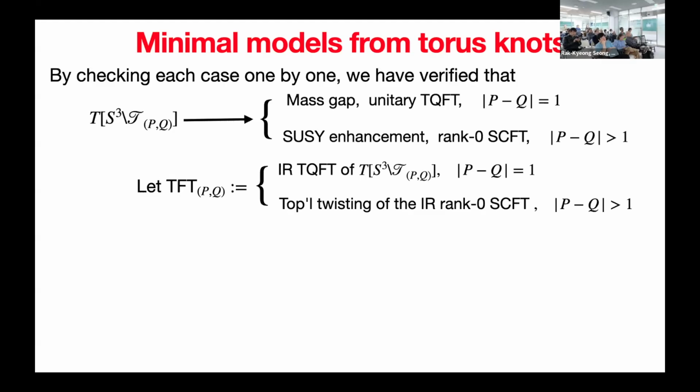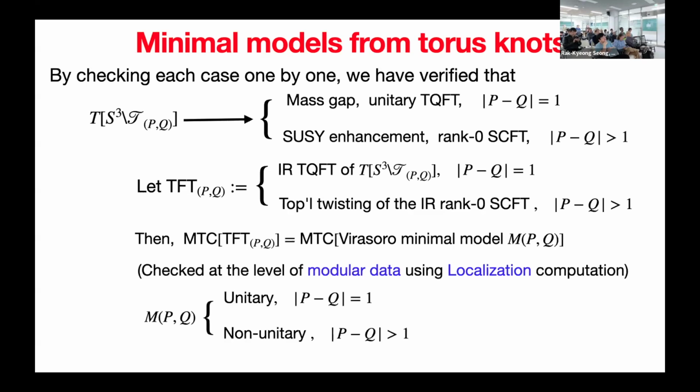Then, since this one, we can define the TQFT labeled by P and Q. For unitary cases, this is just the IR TQFT of this one. And in these cases, this is the topological twist of this length 0 CFT. Then we can check case by case that the modular tensor category structure of these TQFTs is equivalent to the modular tensor category structure of the Virasoro minimal model. So if there is always a rational VOA, there is always associated topological information, which is called the modular tensor category structure, and they agree.